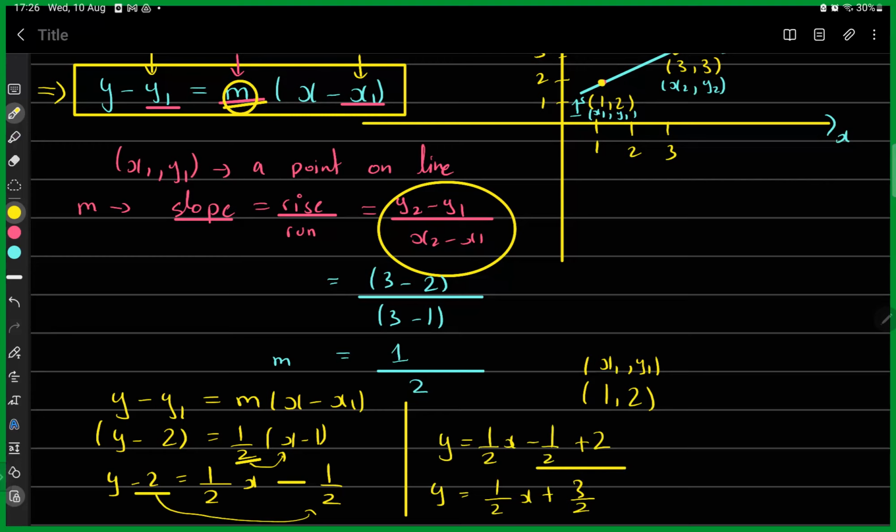1.5, right? 1.5, because you have an x here. Okay, very good. So this is going to be the answer.